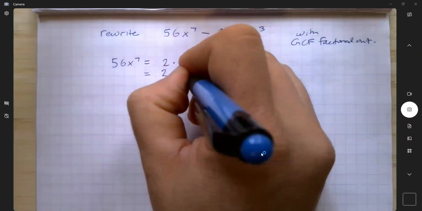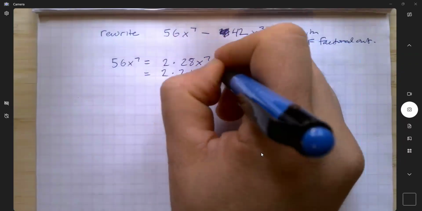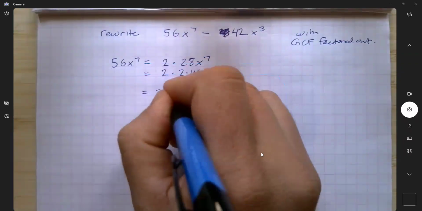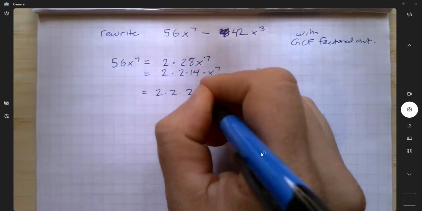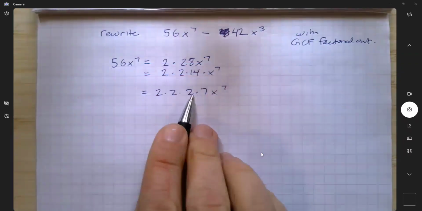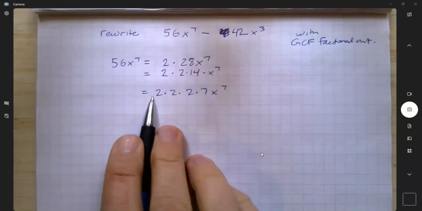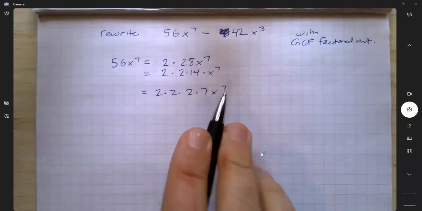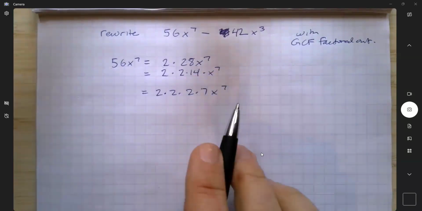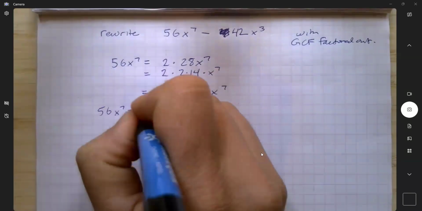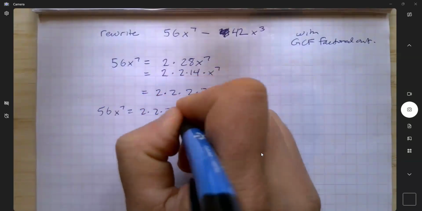And 28 is also even, so I can split the 28 into 2 times 14. And 14 can split into 2 times 7. So 56 is 2 times 2 times 2 times 7. And then I also have my x to the 7th. So let me rewrite this whole thing.